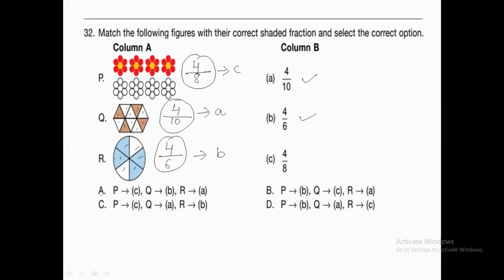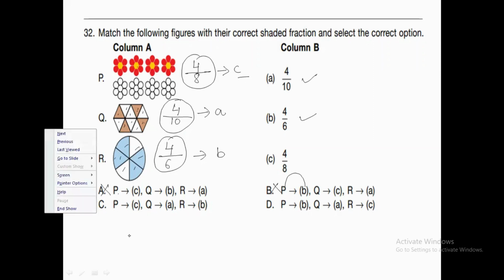If we are moving from option A, P is C, which is correct. But here it is written that the correct answer of Q should be B. So that cannot be a correct answer. Let's move to option B, which is saying that P's correct answer should be B, but we know that the correct answer of P should be C. So that cannot be a correct answer. Let's move to option number C, where P's correct answer is C, yes. Then Q's correct answer is A. Then R's correct answer is B, yes. So option number C is the correct one.